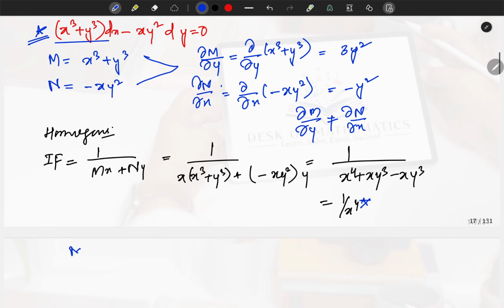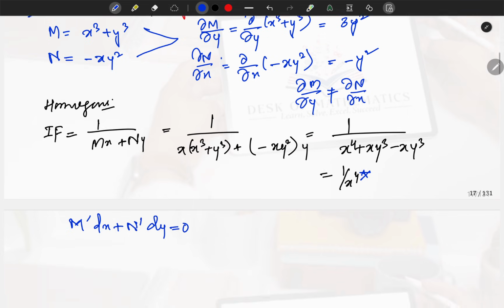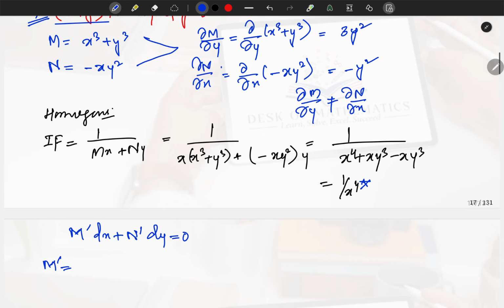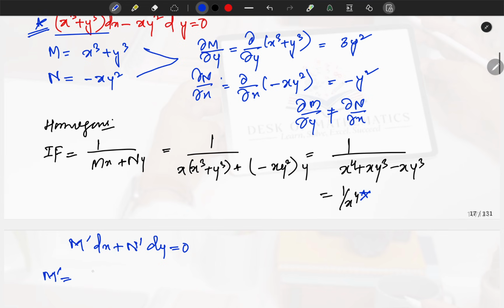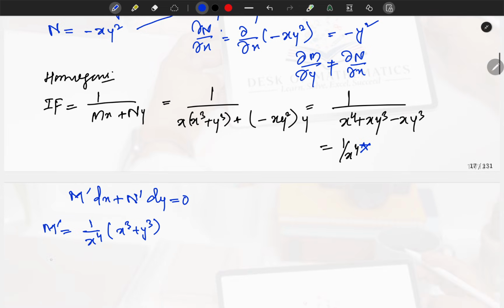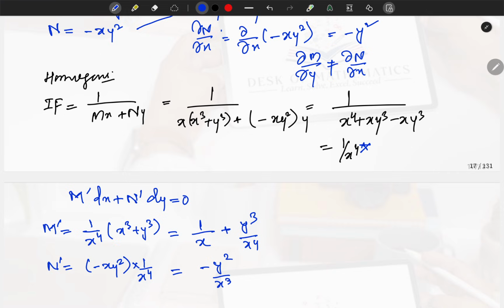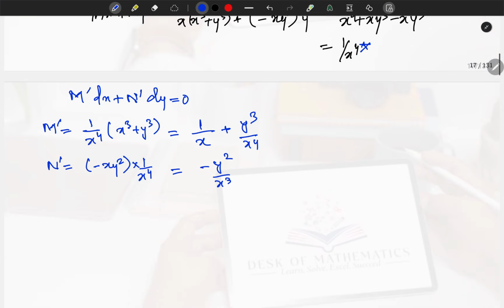And for that you will make it M dash dx plus N dash dy is equal to 0. And what will be your M dash? M dash will be simply the integrating factor multiplied with M. So that is 1 by x to the power 4 times (x cube plus y cube). And what will be your N dash? Your N dash will be minus x y squared multiplied by 1 by x to the power 4. So if you multiply, it will be 1 by x plus y cube by x to the power 4, and here it will be minus y squared by x cube. So now it will become exact.